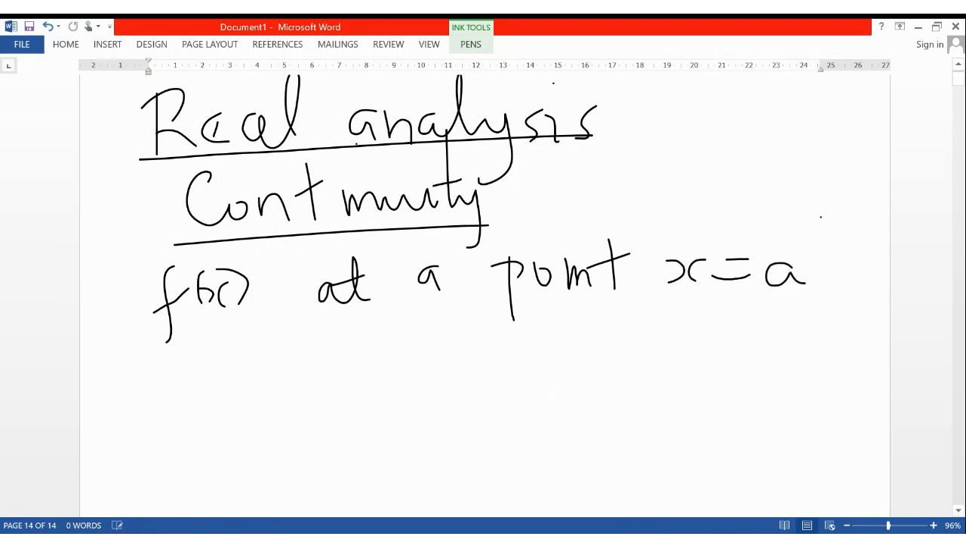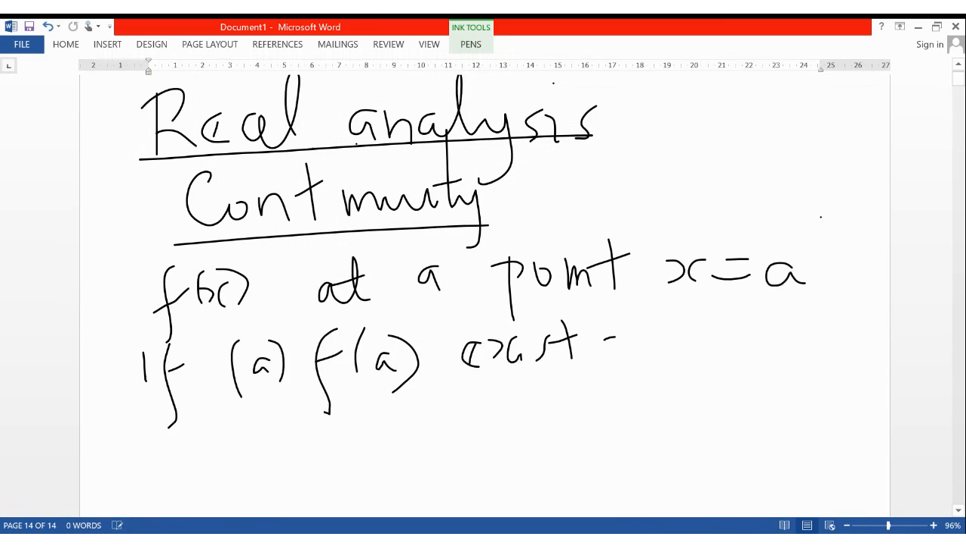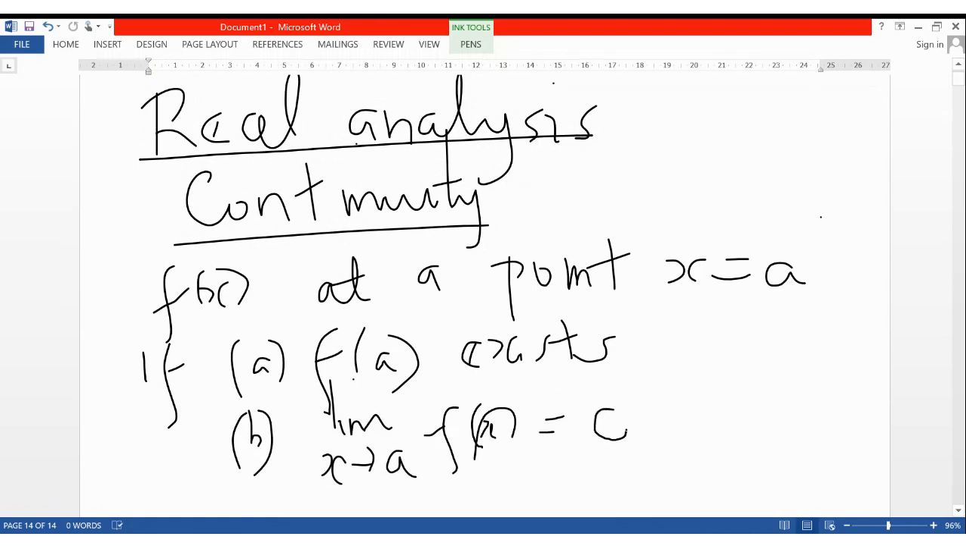If, number one, f of a exists. What does it mean to exist? Basically, when you replace the value of a in f of x, you should not get an undefined result. You should be able to get a value. Now, number two, the limit as x approaches a of f of x again must exist. The limit must be defined.